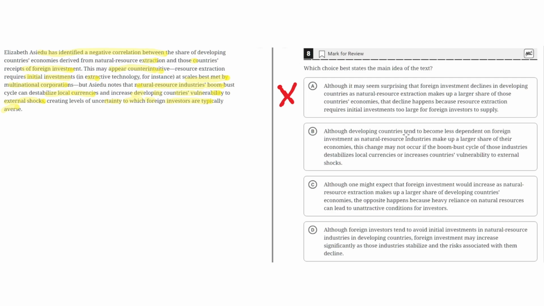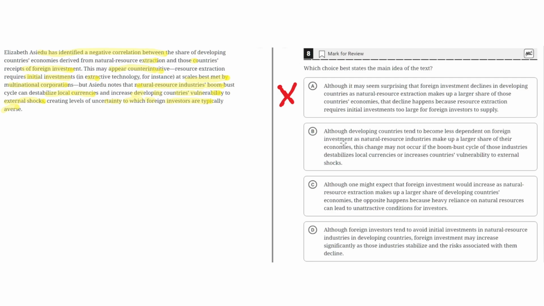B. Although developing countries tend to become less dependent on foreign investment as natural resource industries make up a larger share of their economies, this change may not occur if the boom-bust cycle of those industries destabilizes local currencies or increases countries' vulnerability to external shocks. So the second part of this answer choice is correct, where it highlights the results on the economies of these developing countries, where there are boom-bust cycles, and it destabilizes local currencies and increases their vulnerability to external shocks.